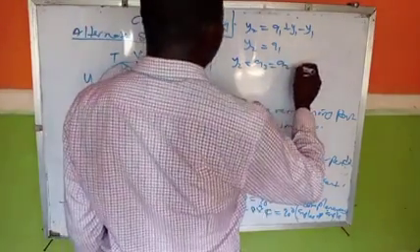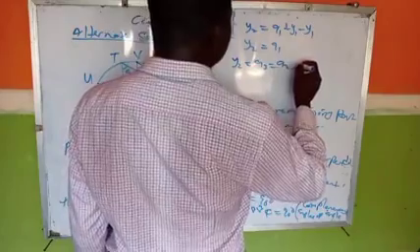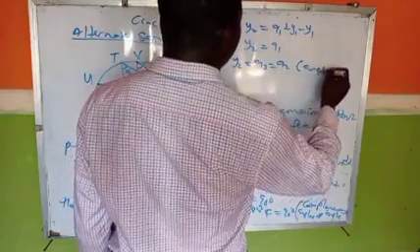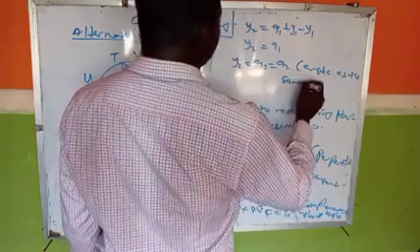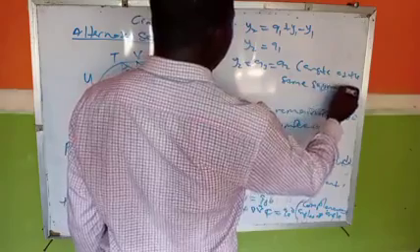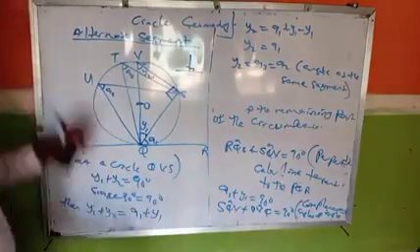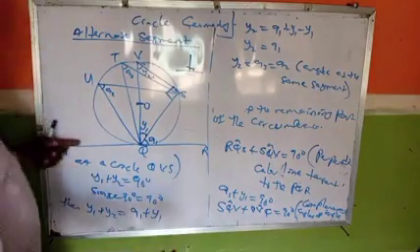So they are, and then they are what? Angle at the same segment. So angle at the same segment, we proved it before, they are equal. So we have proved it.